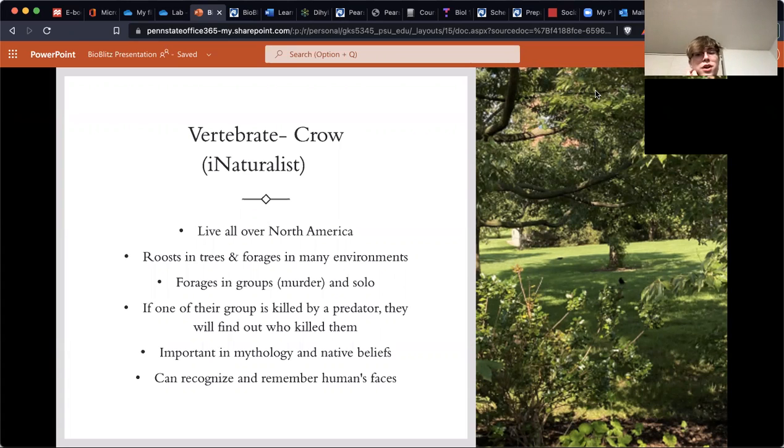These crows are important to humans because they play a big role in native beliefs and in mythology. And another interesting fact is that they can remember and recognize human faces, and they can act accordingly based on their interactions with these humans.